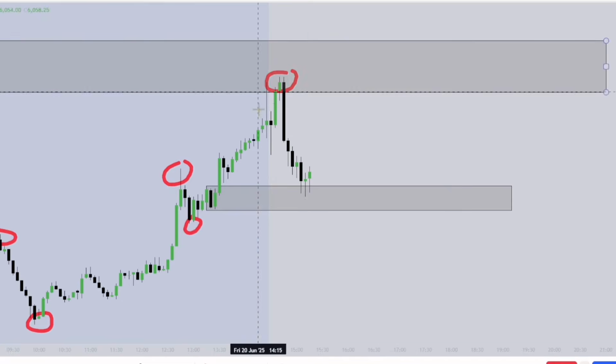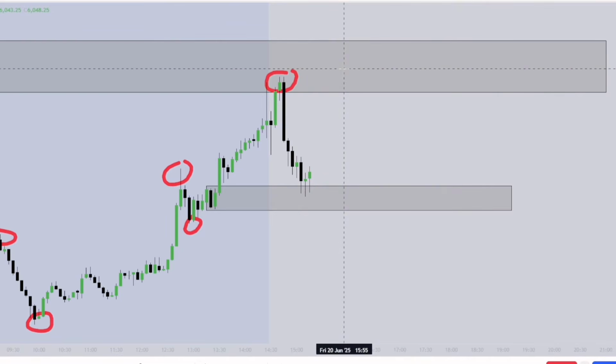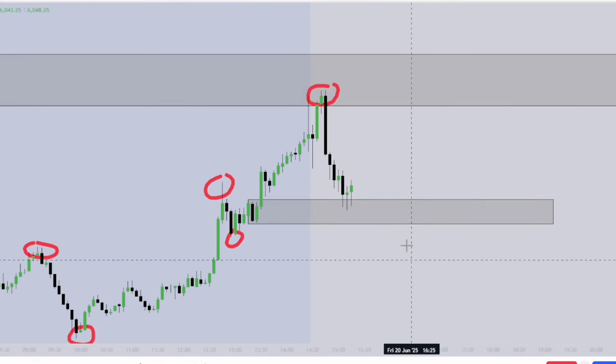So I'm looking at a couple of things. The first thing I want to understand is, when we see a sharp move down like this, we want to understand what was going on in this region, because we rejected a key level. That's the first thing to understand.